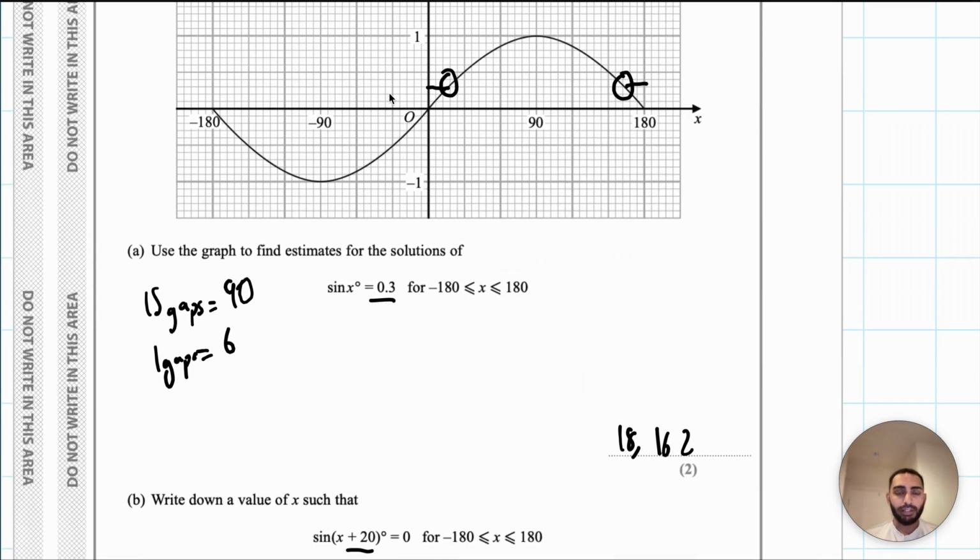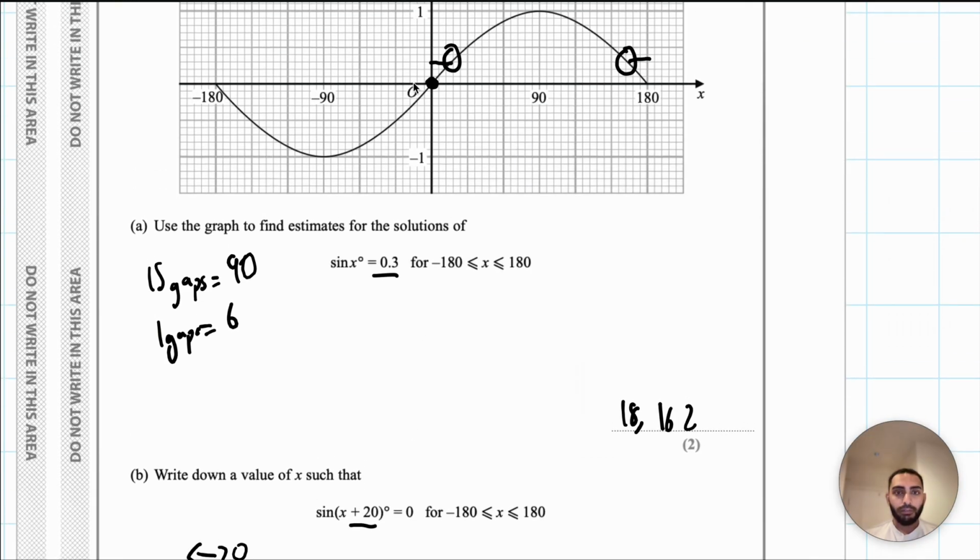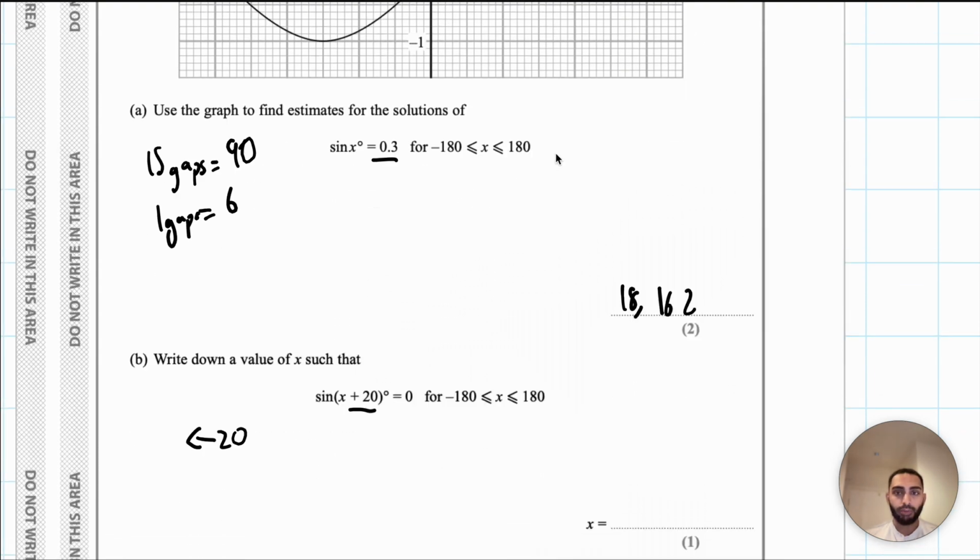So if we move this left by 20, where would it cross at 0? Because we're trying to solve for 0. So the first solution would be at negative 20. That would be somewhere about here. And if we move this one 20 to the left, that would be at 160. So you could have two solutions, negative 20 or 160.